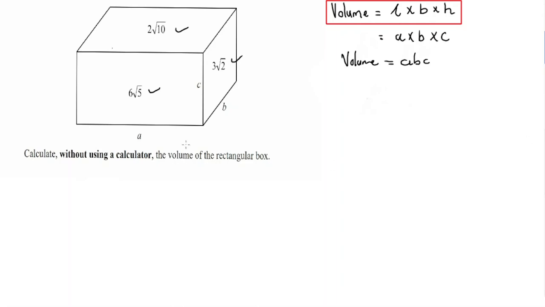Now we want the volume, but we are only given the surface areas. You can go about this problem by first finding the value for A, then B, and then C, but for that you'll need a system of equations. In this video I would like to present another way of looking at this problem. The surface areas can actually help us in finding the volume.